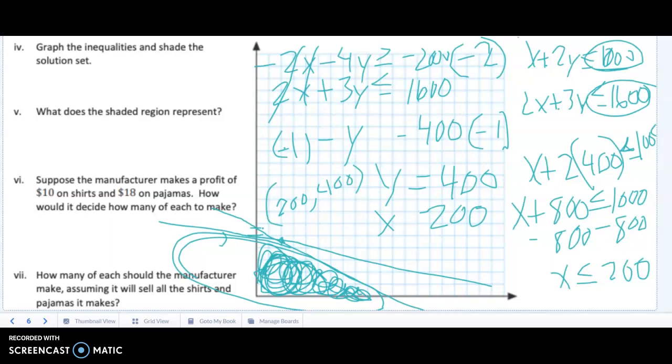Suppose that the manufacturer makes a profit of $10 on shirts and $18 on pajamas. How would it decide how many of each to make?